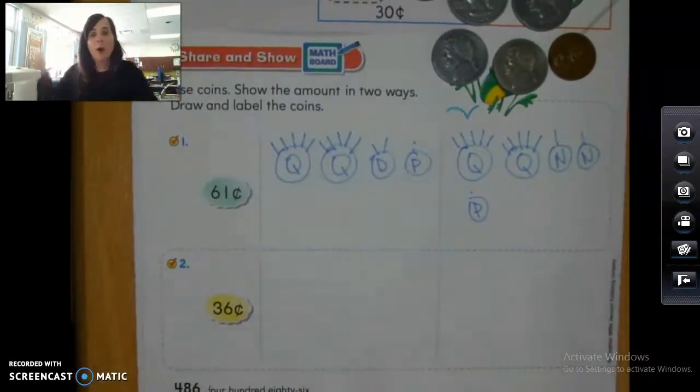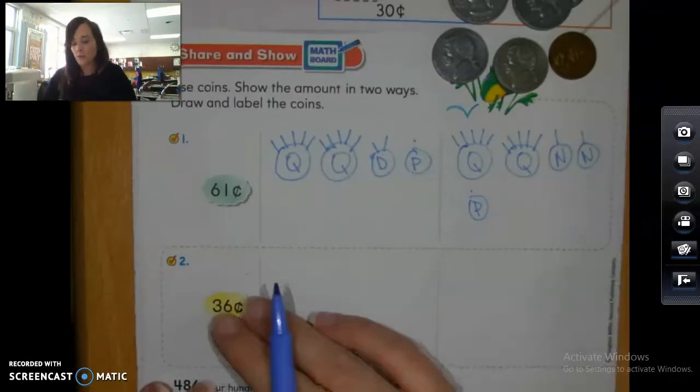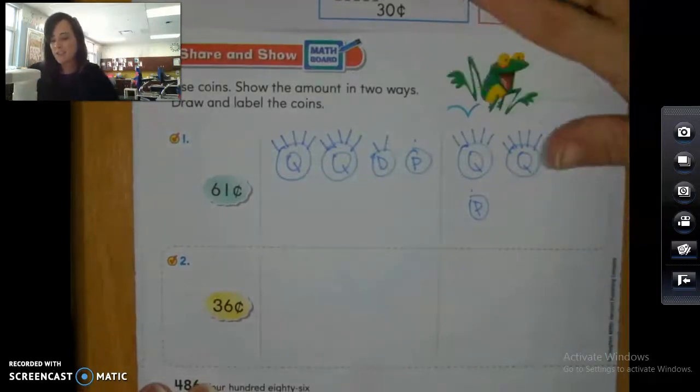All right, we did it, okay? Both ways show 61 cents. Is there more ways that we could show 61 cents? Of course, right? We could make even more trades. But these are the 2 ways that we showed. Okay, so let's go to the next one. So now we want to make 36 cents.